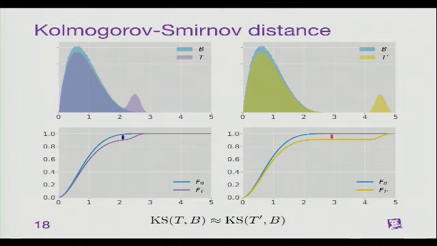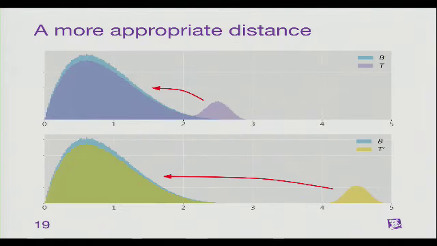So in practice, we might not be able to say that T prime is more anomalous than T in this case. So we need another notion of distance that somehow accounts for the fact that T prime requires more work to make it match B than T. And this is actually the idea behind the Earth mover's distance.